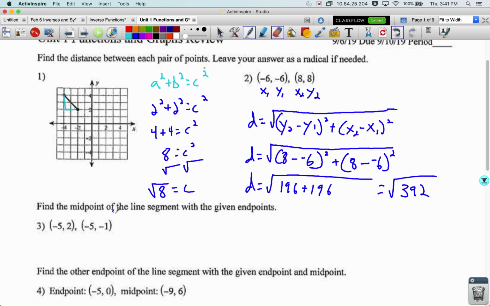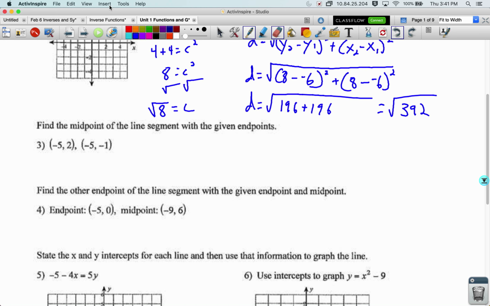All right, find the midpoint of a line segment. Slightly different formula for this. We want to do, again, label them the same way, x1, y1, x2, y2. But then the x value of our midpoint is equal to the average of the x values. And the y value of our midpoint, exact same. It's the average of the y values of the endpoints.